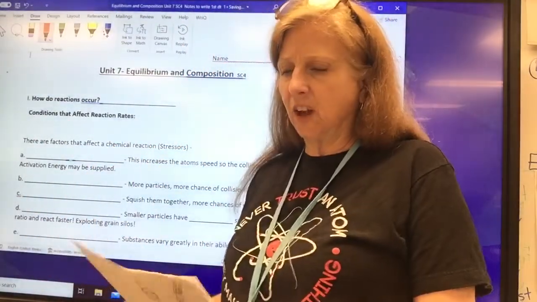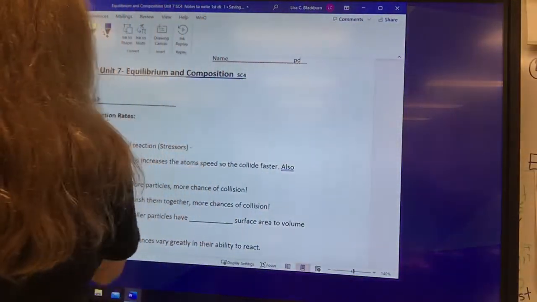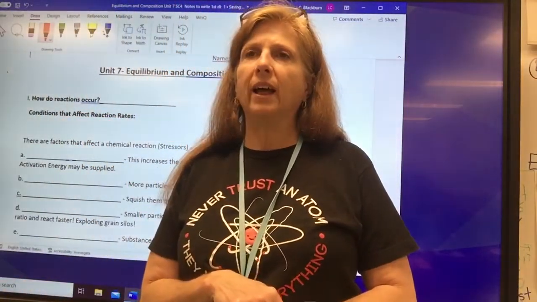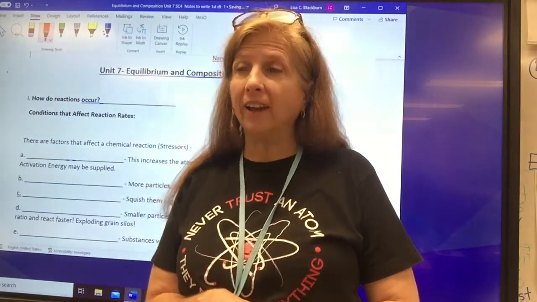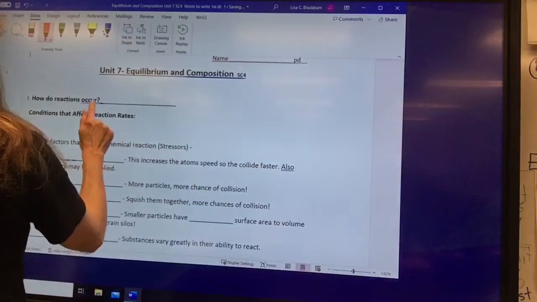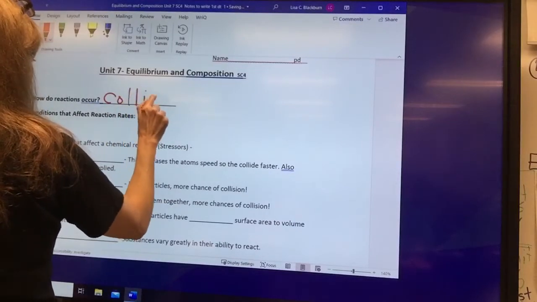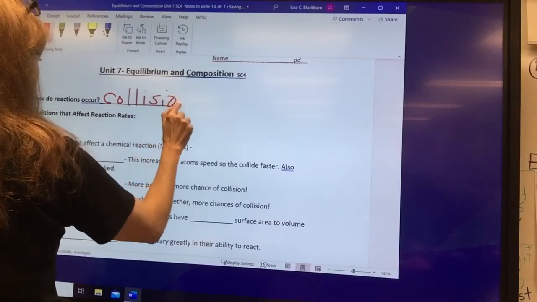Okay, so let's go back to our theory. How do reactions occur? What do the elements have to do for them to react? Collide, right. Collision theory. So how do reactions occur? By collision. We'll see if we can write on it today.